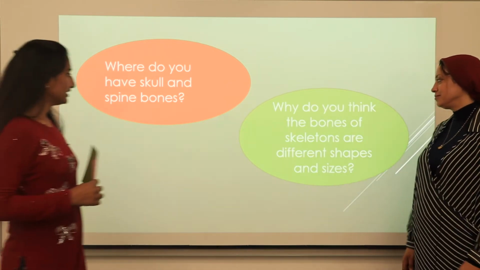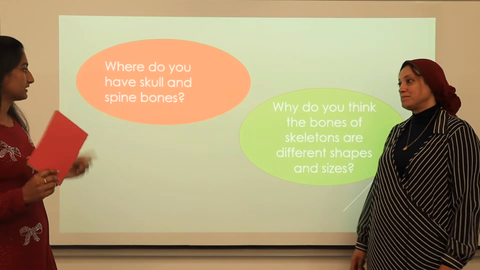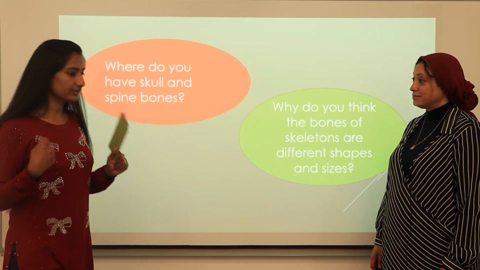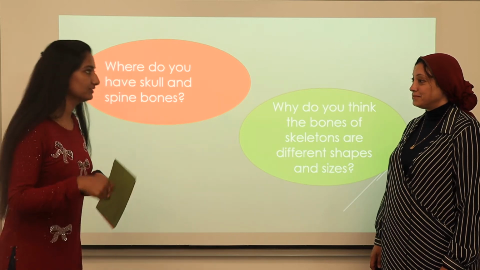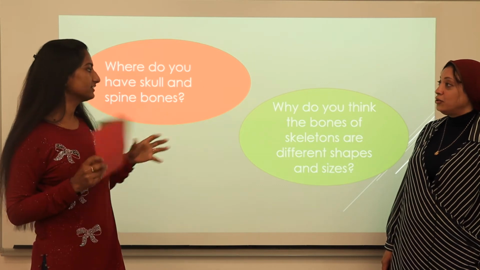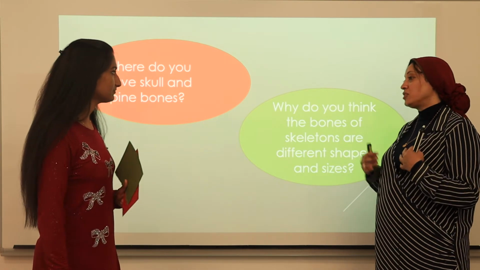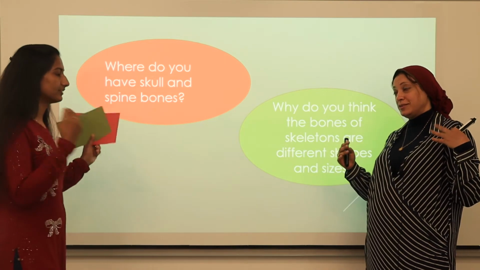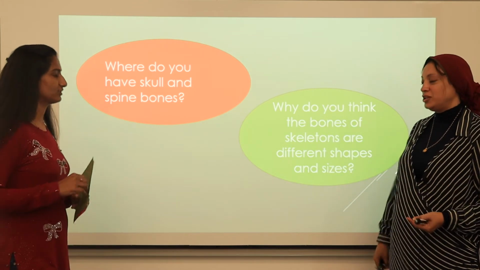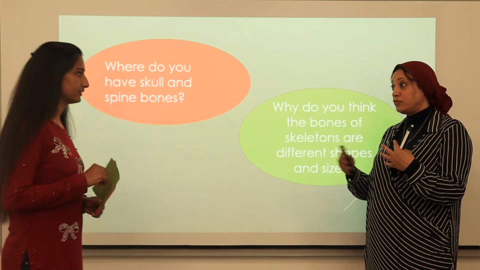Now take this one, the green one. Why do you think the bones of skeletons are different shapes and sizes? The bones of the skeleton are different because they will help us to bend down and move. Yes, for the flexibility. And there are also different shapes that can do what for some organs? Support, like brain, our heart, lungs. So it makes what? Protection. Excellent.